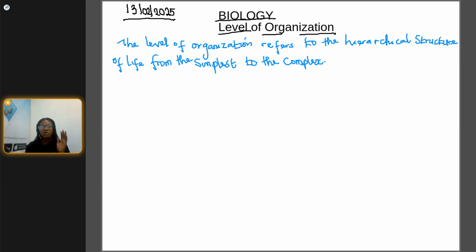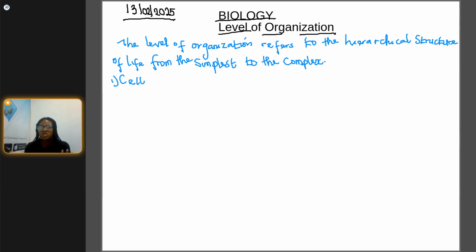We are going to be looking at the components of the level of organization. The first component is the cell. CELL. That is the first component of level of organization. When we talk of cell, what comes to your mind? What do we mean by cell? Cell is the basic structure of life. It is the basic unit of life.